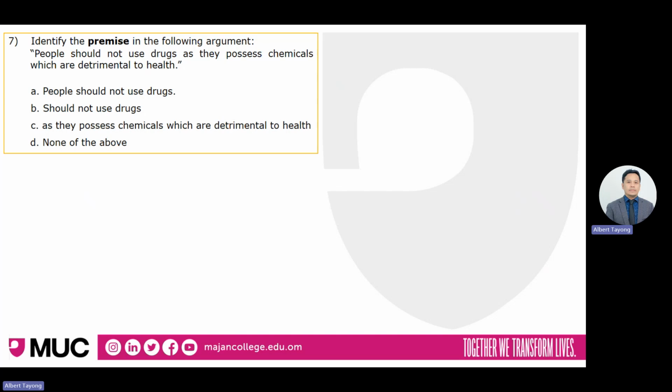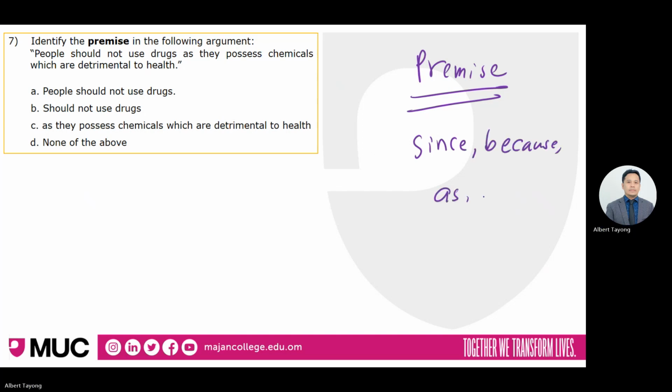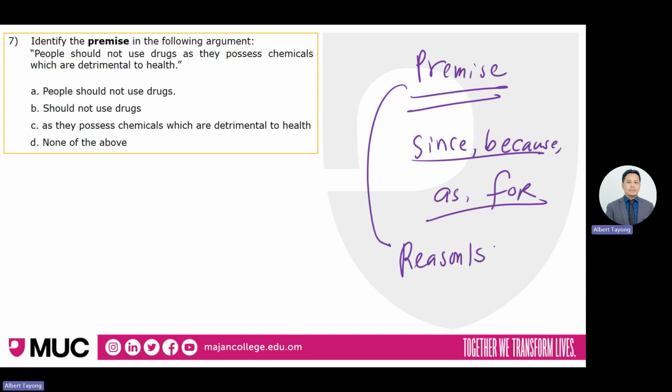Here you're going to identify the premise in the following argument. People should not use drugs as they possess chemicals which are detrimental to health. So premise, the most common indicators are since, because, as, for. Okay, so these are very, very common. So premise, these are the reasons. Reason or reasons. So we say evidence or evidences. It answers the question why. Okay, so the premise answers the question why.